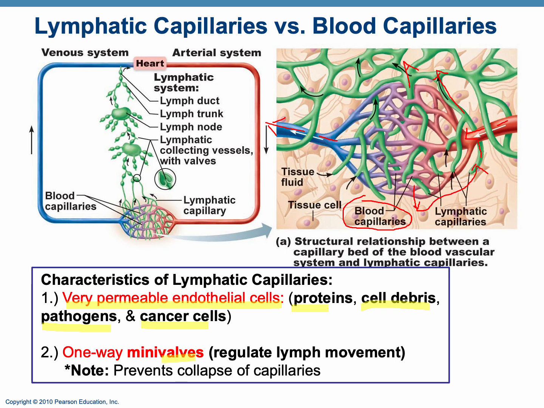And they also contain valves. So certain veins likewise had valves that we talked about when we looked at blood circulation as a whole. And there's valves associated here with the lymphatic system too, one-way mini valves. And they're important for regulating lymph movement. Very key for preventing collapse of the capillaries as a whole.